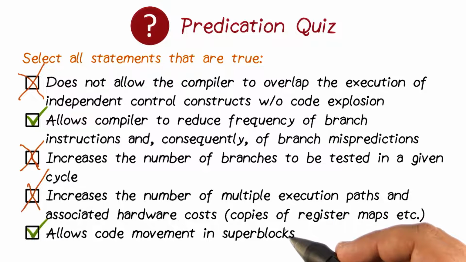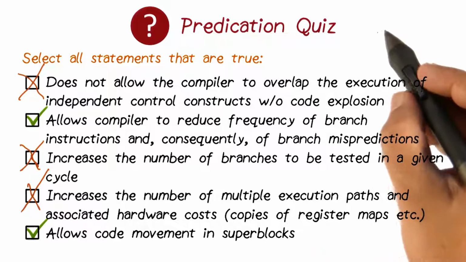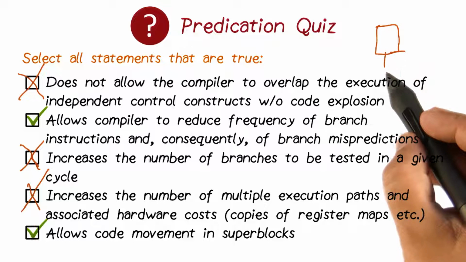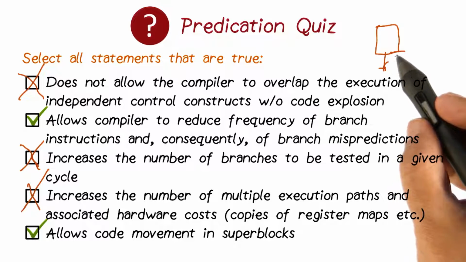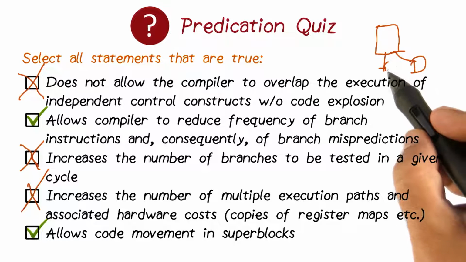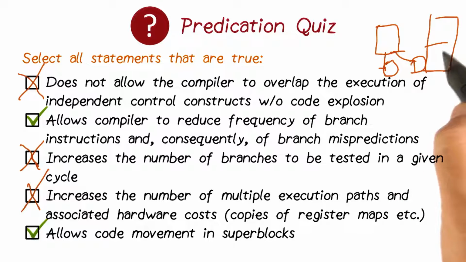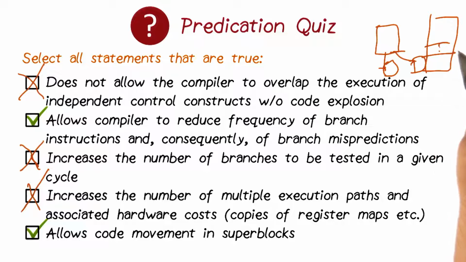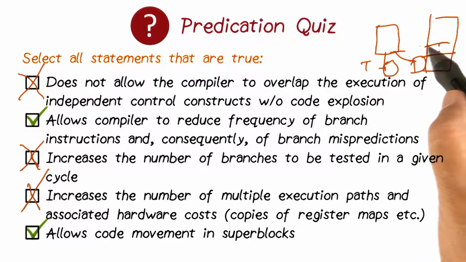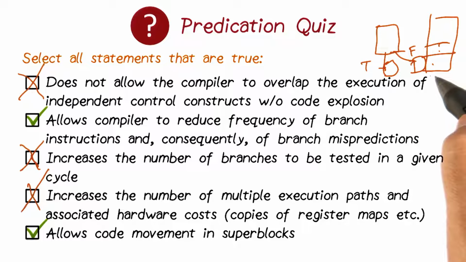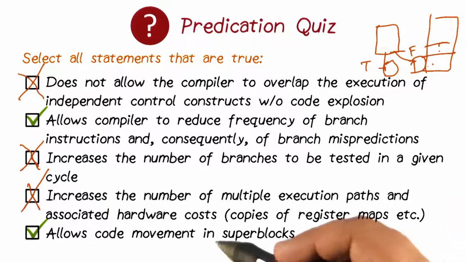And finally, the last statement: allows code movement in superblocks. What is a superblock? A superblock is much bigger than a given set of instructions. It allows you to increase the length of this to add both the sides of the branch and consider that as one linear code which is predicated over here as shown. This is one type of predicate on this side, the true side, and this is another type of predicate on the false side. It allows you to create this type of long block, and therefore this statement is correct.